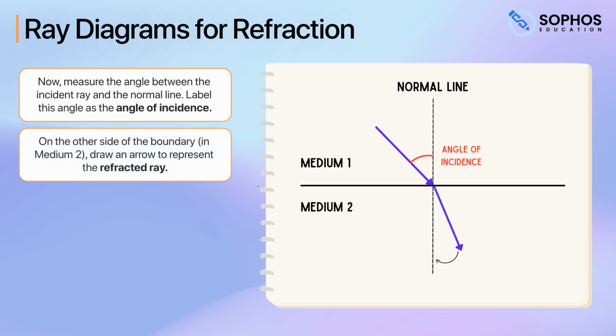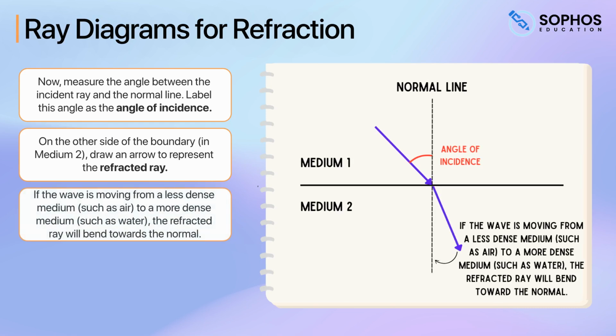On the other side of the boundary, in medium 2, draw an arrow to represent the refracted ray. This arrow shows the direction the wave travels after passing through the boundary. If the wave is moving from a less dense medium, such as air, to a more dense medium, such as water, the refracted ray will bend towards the normal.